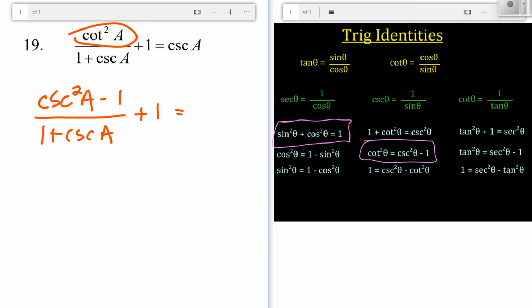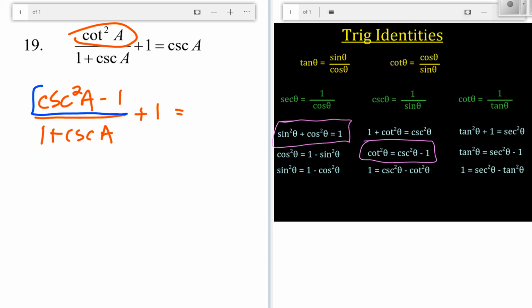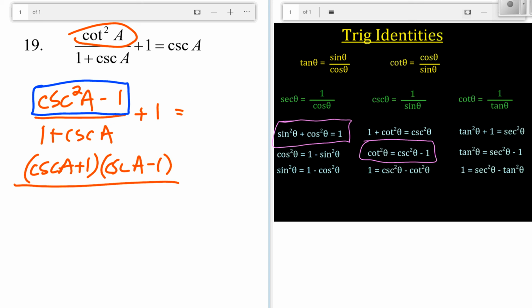And so the trick here, the thing that you have to understand, is this top thing is factorable. You can factor that into cosecant a plus 1 and cosecant a minus 1, all of that over 1 plus cosecant a plus 1. Whenever you hit this, it is called difference of two squares. I'll write that out.